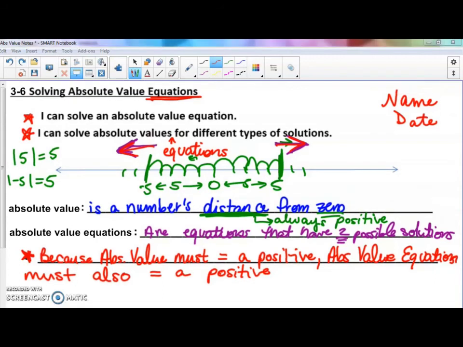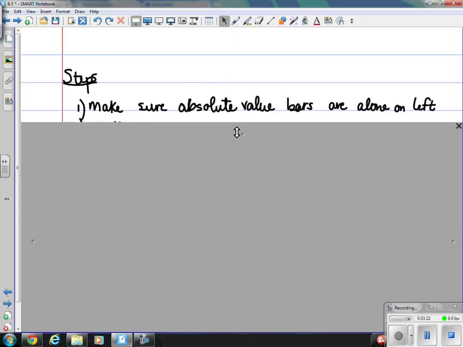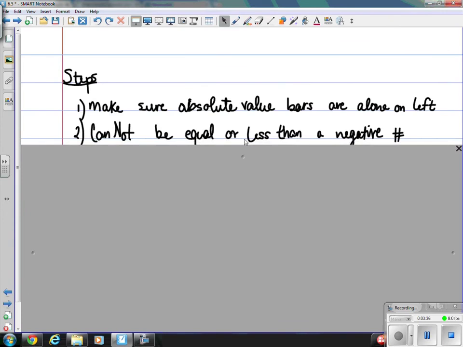Now let's see some steps. Equations. So our first step is make sure the absolute value bars are alone on the left. Make sure the absolute value bars are alone on the left of your equation. Step 2, it cannot be equal to or less than a negative number. Now, if it is equal to a negative number, it's automatically a no solution because absolute value cannot be equal to or less than a negative.